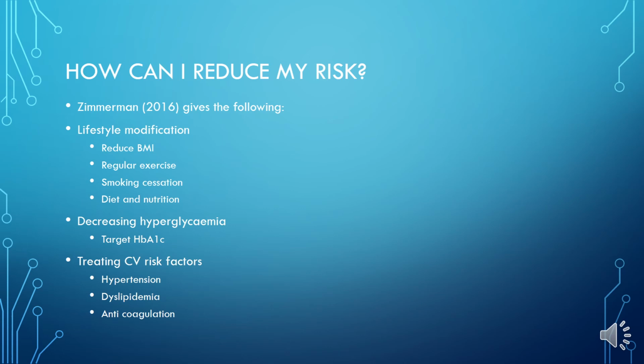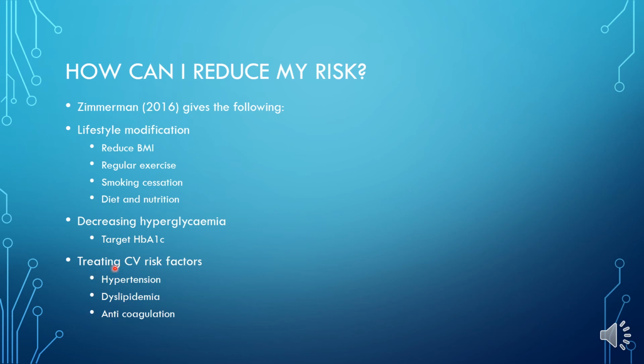How then can I reduce my risks? So risk reduction I have divided into lifestyle modification, decreasing your hyperglycemia, and treating your cardiovascular risk factors. Lifestyle modification includes reducing your BMI and regular exercise. For smokers, smoking cessation becomes important, and diet and nutrition to achieve and maintain goals for your plasma glucose. Decreasing hyperglycemia by reaching your target HbA1c. Remember, this is individualized. Your doctor will define your target for you.